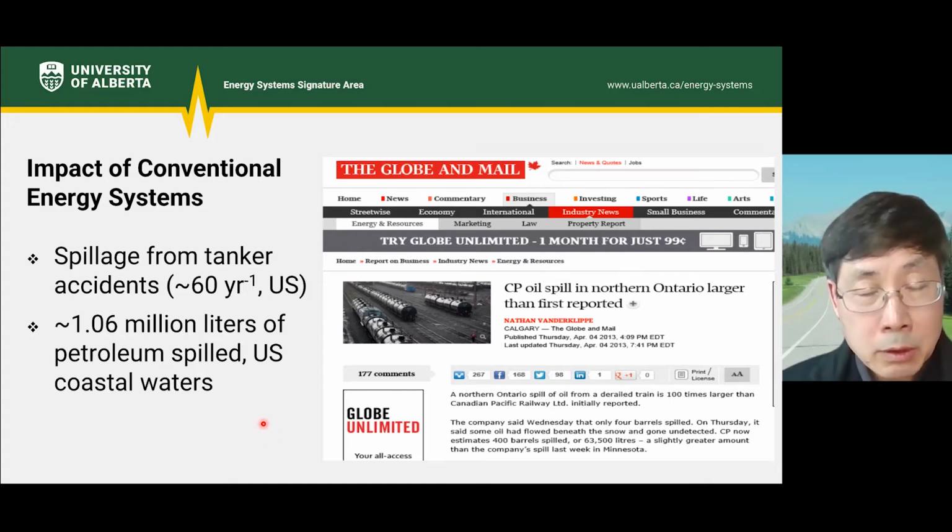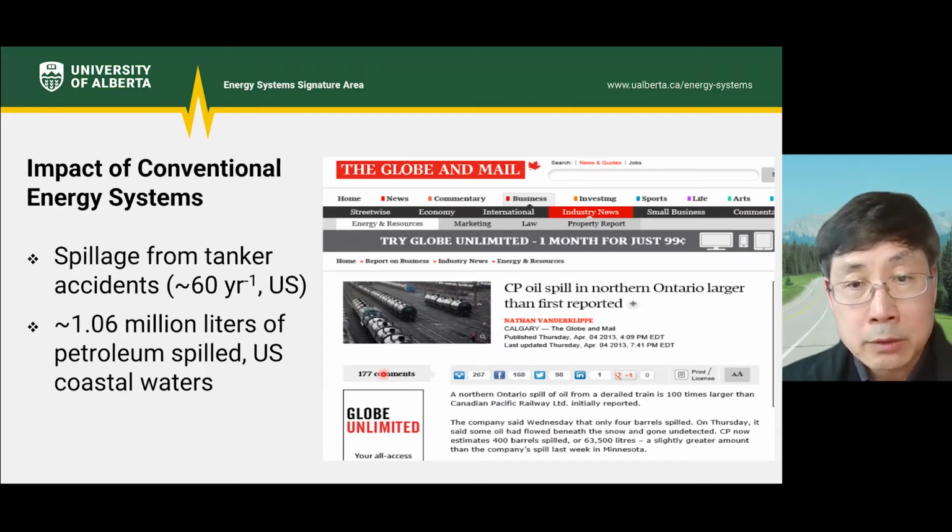A lot of these conventional energy would, during their production, during their storage, during their transportation, there's a risk for spillage. For example, in the United States, spillage from tanker accidents amounts to about 60 per year. And also in the US, more than 1 million liters of petroleum is spilled into the coastal waters. And so again, those amount to a huge environmental impact.